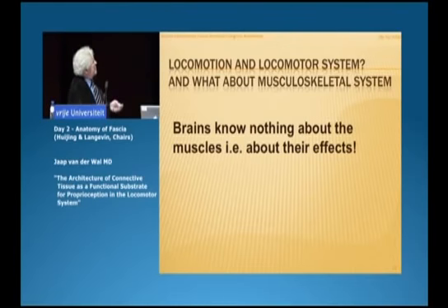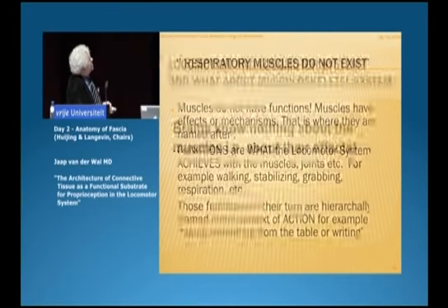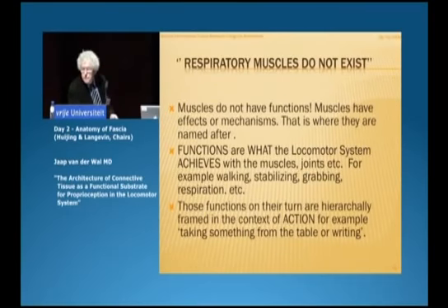It's something else. And the brain knows nothing about muscles, it knows about motions. It knows about actions. It knows about tasks. And that's what you learn. You do not learn in muscles. You have to get rid of it. I always tell my students that muscles do not have functions. Muscles have effects. They have mechanisms. And if they contract or release, they have a certain mechanical effect. But function is what the locomotor system, including the brain, is achieving with the muscles. And then you come to screwing and walking and stabilizing.